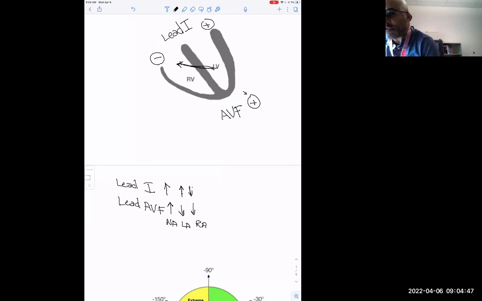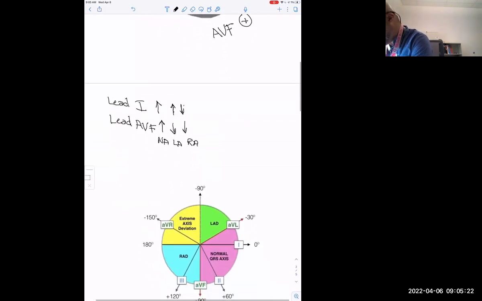And then there is a situation that is fairly rare, known as extreme right axis deviation. I don't want to get into that. I just want you to know that that is out there. I think it's enough for you all to remember normal, left, and right axis. And I may add on to that as we start talking a little bit more about the pathophysiology. I may venture into extreme right axis deviation a little bit more.